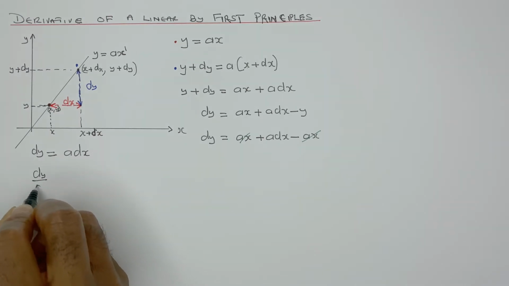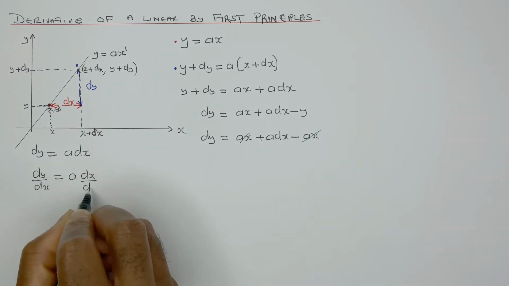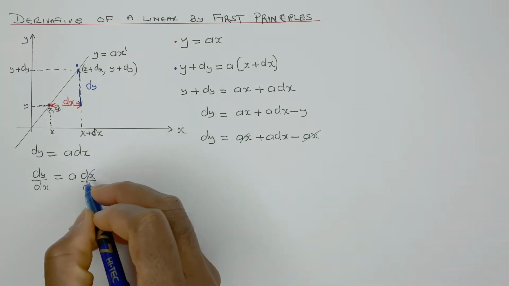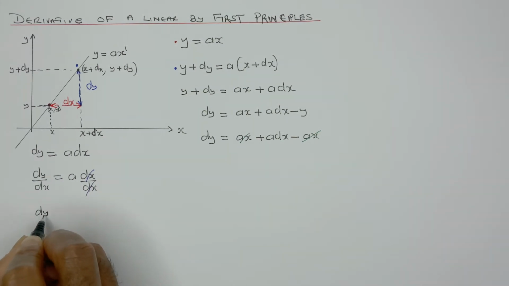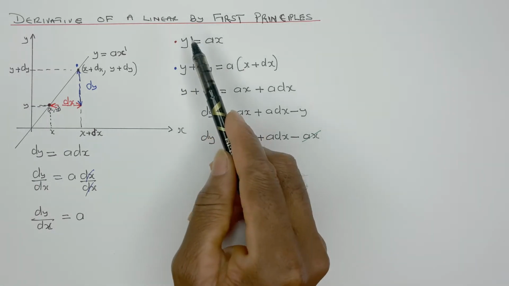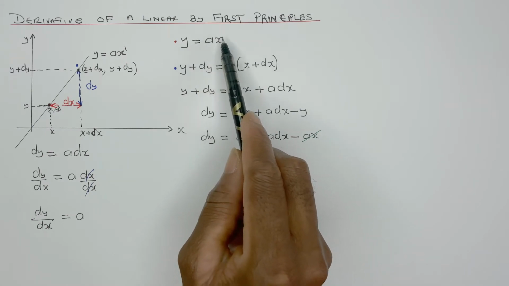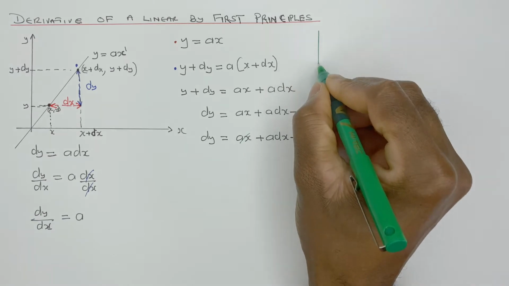So I need to divide both sides by dx. So dy over dx equals a dx over dx. Therefore, the dx over dx cancel each other, and then I just get dy over dx equals a. So if I'm differentiating or finding the gradient of that linear, it's always going to be the constant next to the linear.